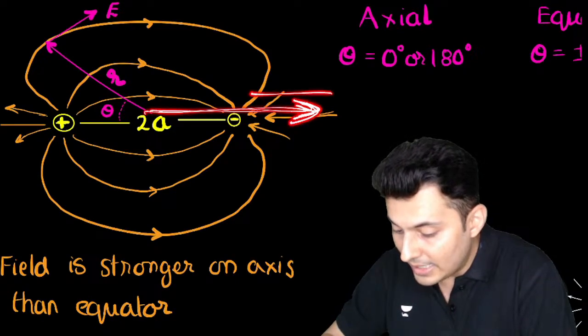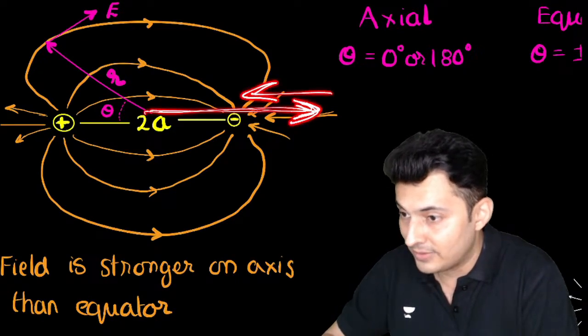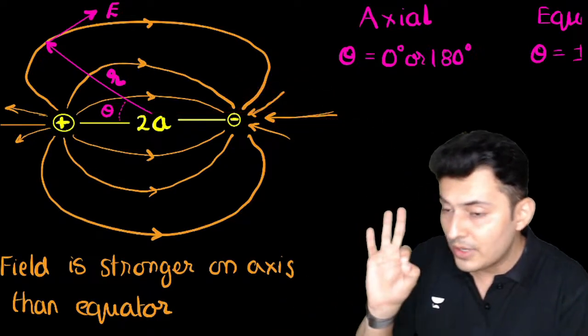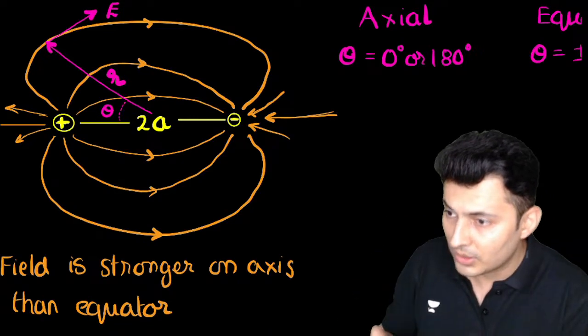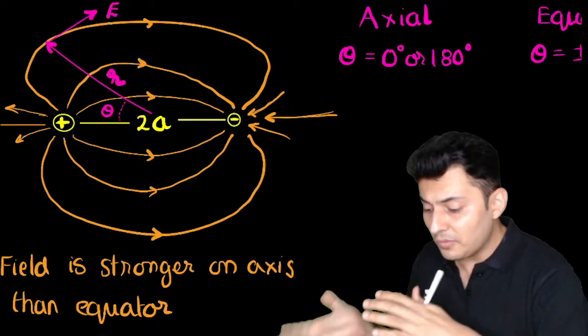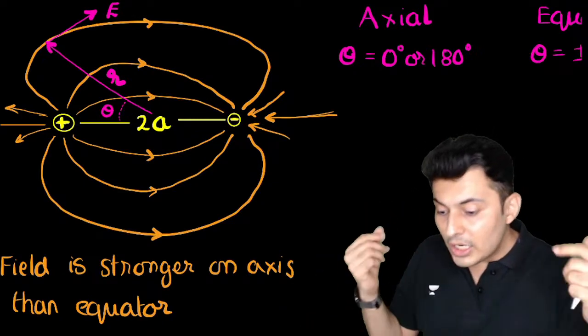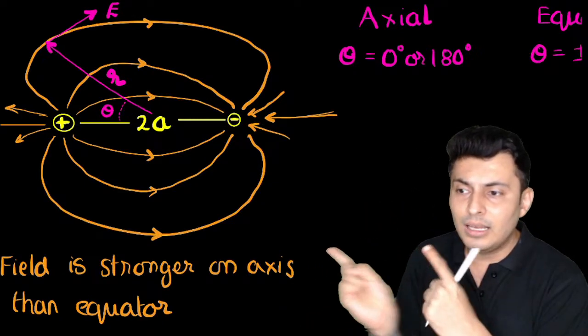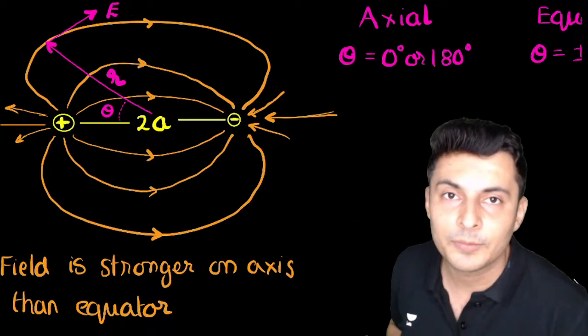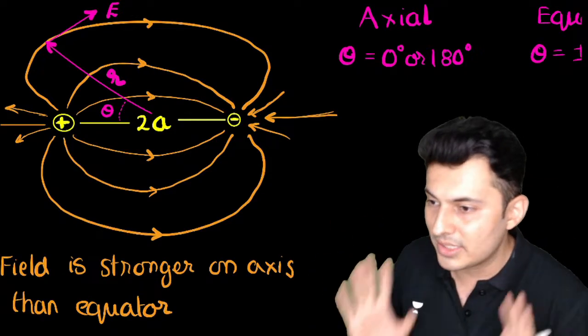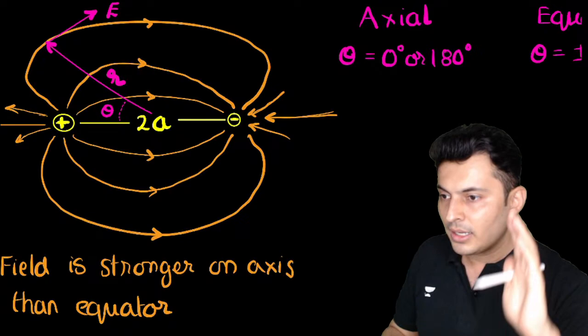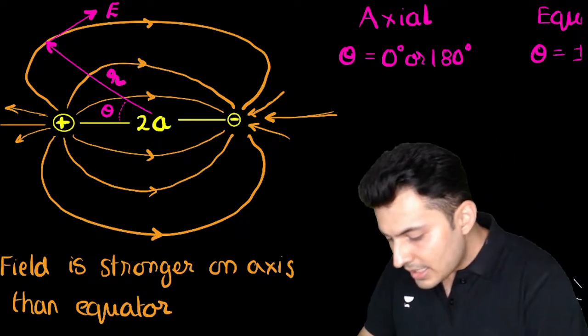Your R is on this side, but the electric field is towards your left side. Everybody agrees? Very good. So keep these things in mind. Depending on which side you are, your field can be parallel or anti-parallel to R, parallel or opposite to R. Okay, one more thing.